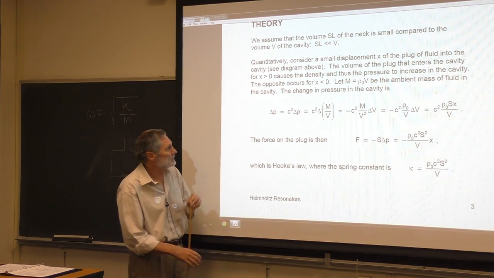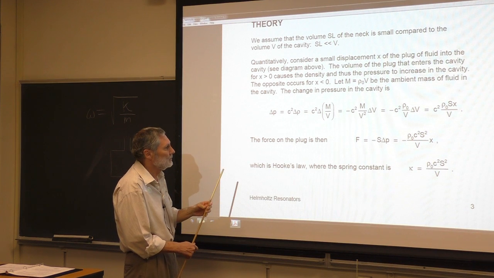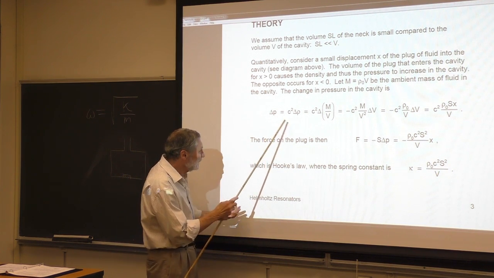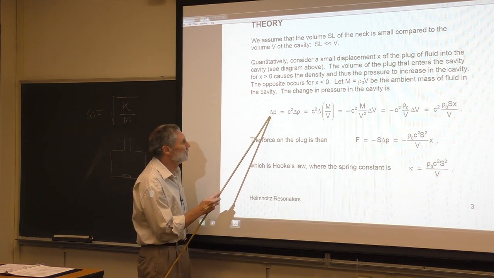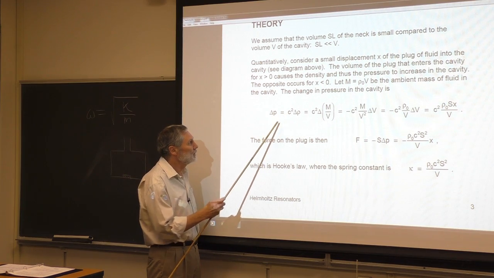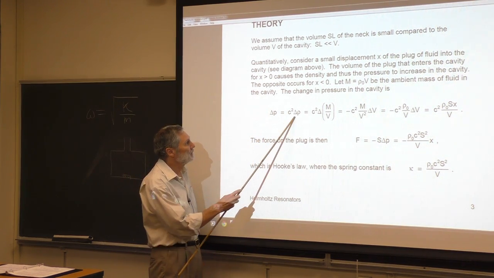Okay, that's going to give us the stiffness, lead us to the stiffness. How is the pressure going up? Well, the pressure, again, I use this all the time. The c squared is how the pressure changes with density. So we can write this.